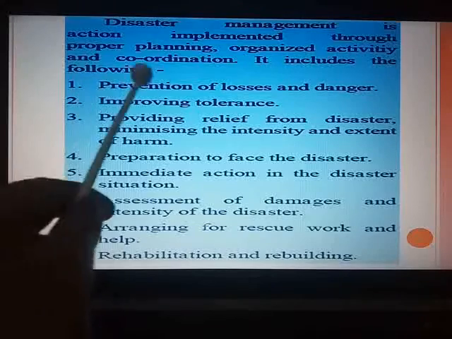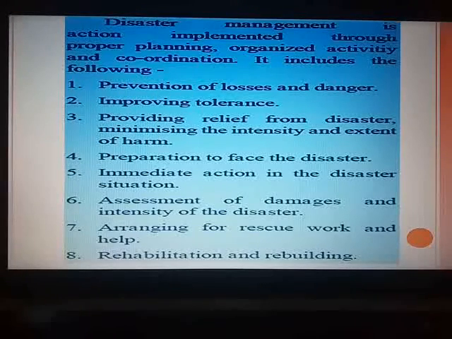Next is improving tolerance. The victims become very wild. Each and every one tries to save their own life. There are certain disasters which take away everything from people's hands, like the Mahad disaster which we have witnessed very recently. You can see the people there saying that we have lost everything. So there they become very intolerant.